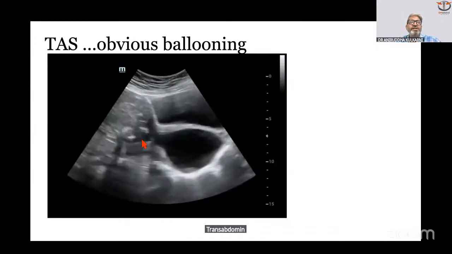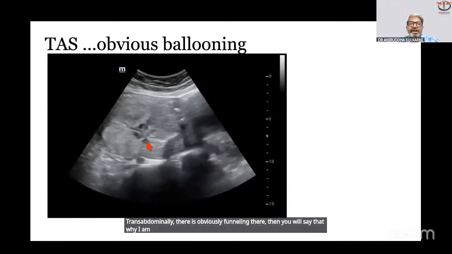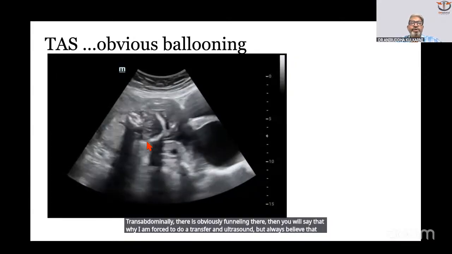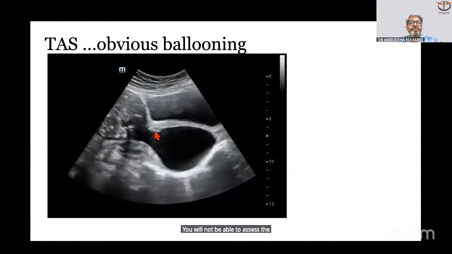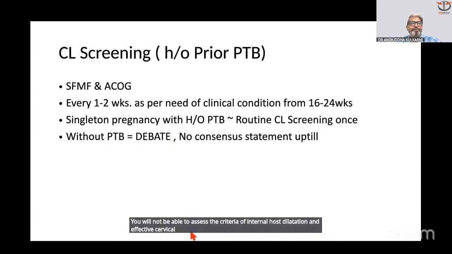Trans-abdominally, there is obviously funneling there. Then you will say, why am I forced to do a transvaginal ultrasound? But always believe that unless and until you do a transvaginal assessment, you will not be able to assess the criteria of intravascular dilatation and effective cervical length in a better fashion.